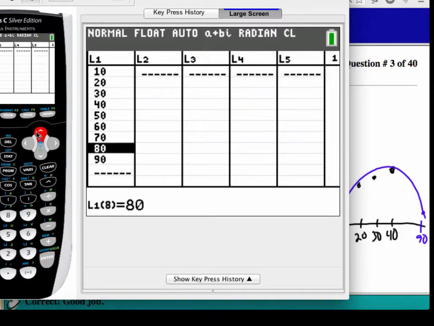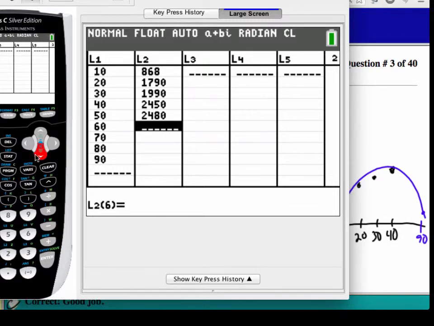So when x is equal to 10, what is my corresponding y value? 868. The next one? 1790. Next one? 1990. Next one? 2450. Next one? 2480. Next one? 2390. 2220. 1320. 1000.